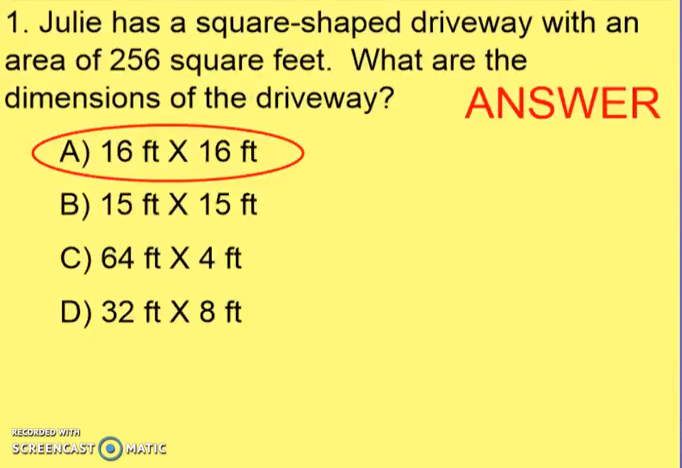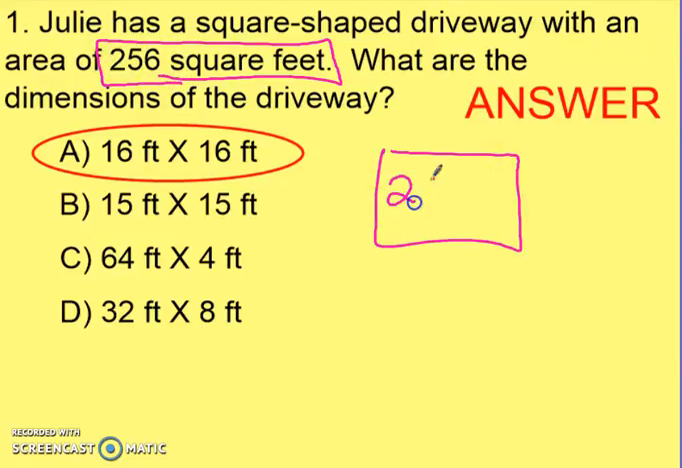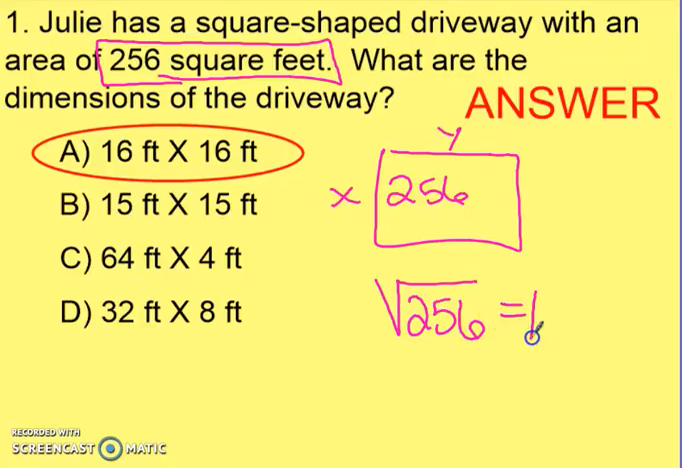And here's the answer. So remember, the key word here is that it's squared, right? 256 square feet. So if the whole area of the square is 256, to find just one side, we would take the square root of 256. And the square root of 256 is 16, which means it's a 16 by 16. So 16 times 16 is 256. So that's why it's A.